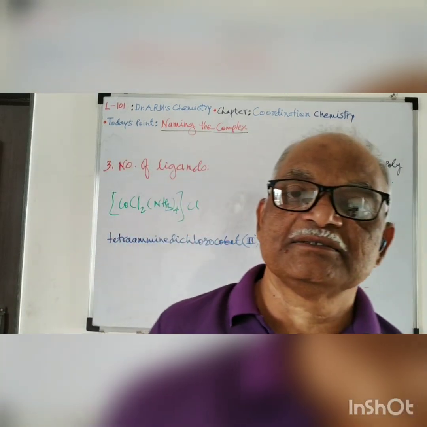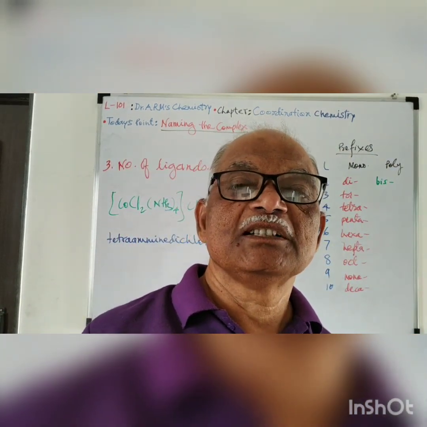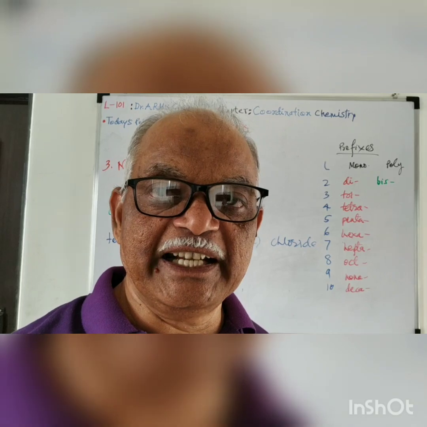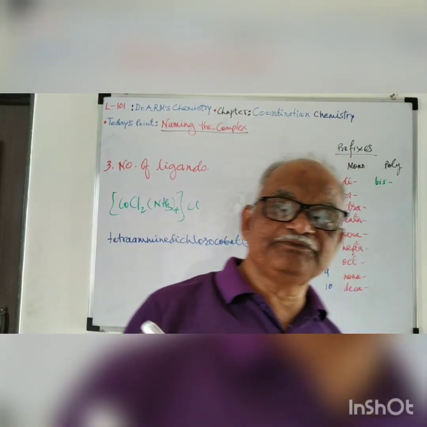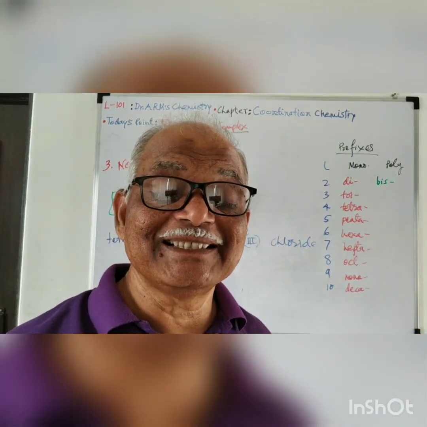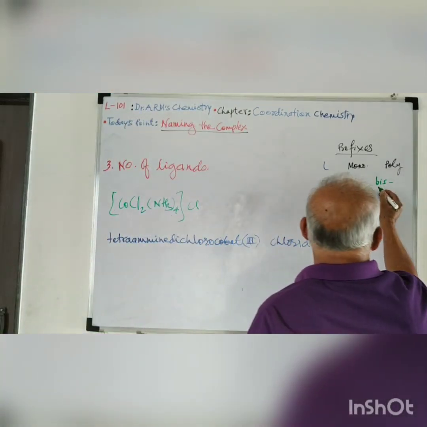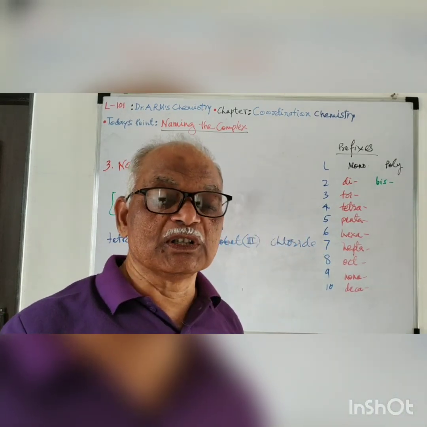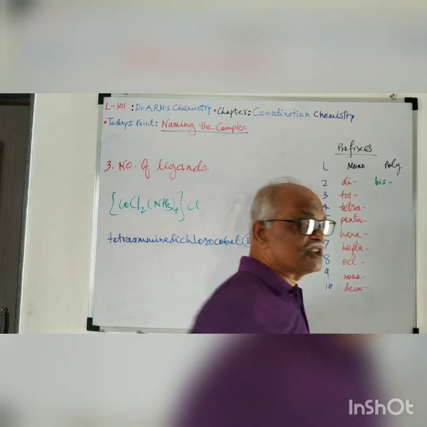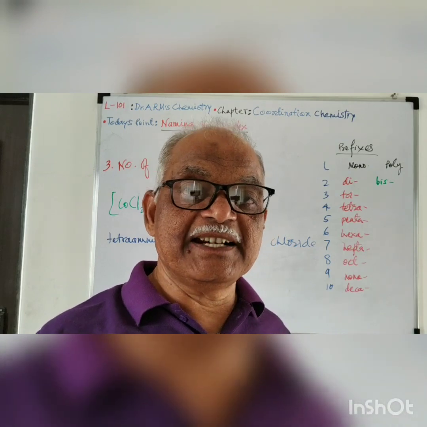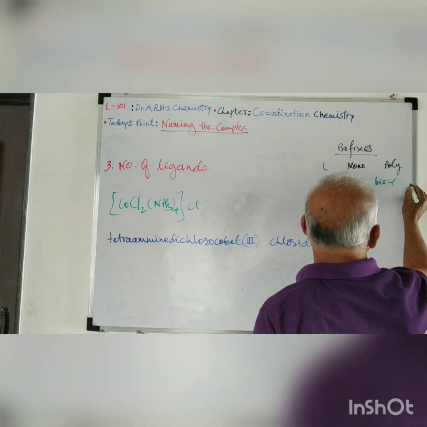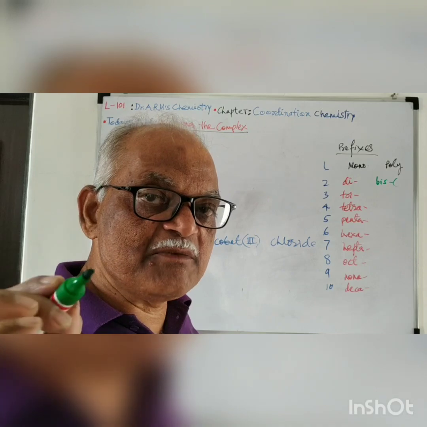For example, if the ligand is oxalato, then it is bis oxalato. And if it is ethylene diamine, then we say bis ethylene diamine. We have to show this prefix before the name of the ligand, and the ligand name is written in parentheses, so we write ethylene diamine in parentheses.